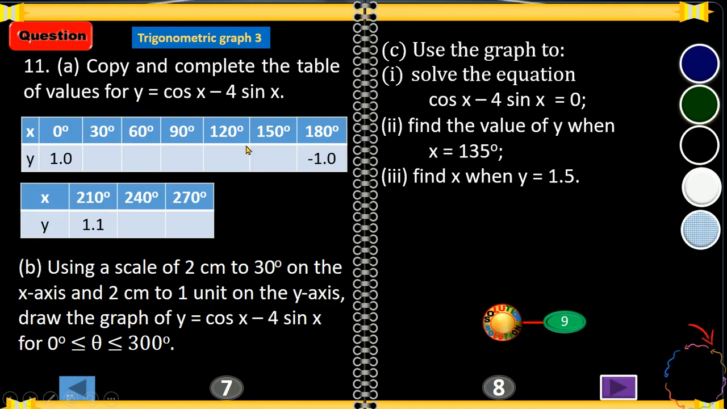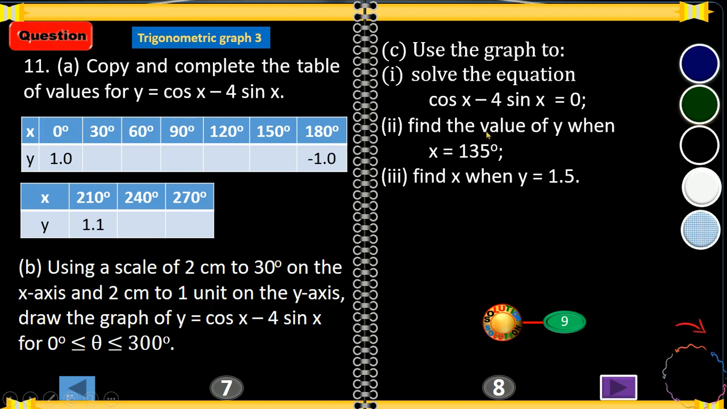A. Copy and complete the table of values for y is equal to cos x minus 4 sin x. B. Using a scale of 2 cm to 30 degrees on the x-axis and 2 cm to 1 unit on the y-axis, draw the graph of y is equal to cos x minus 4 sin x for values of x from 0 to 300 degrees. C. Use the graph to solve the equation cos x minus 4 sin x is equal to 0.